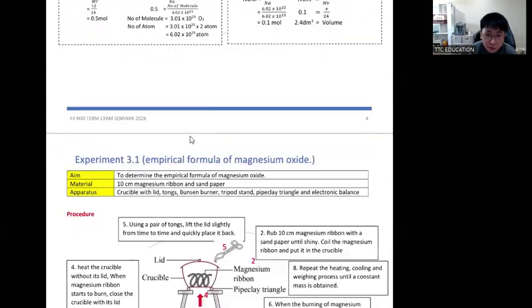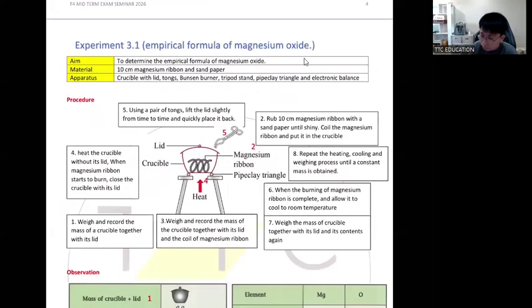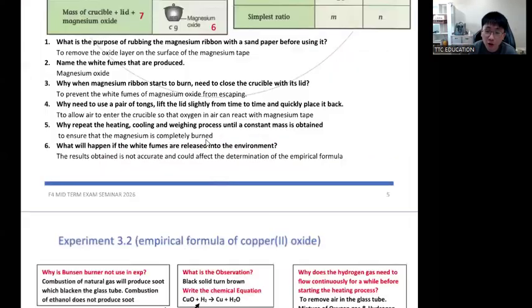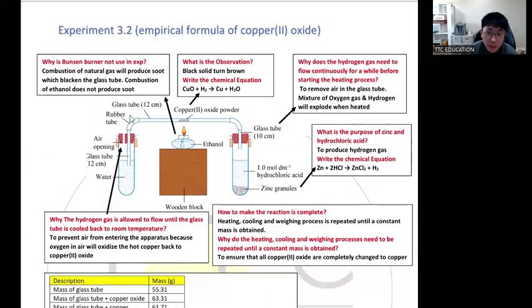Okay. So after chapter 3, inside chapter 3 we still got empirical formula. So empirical formula got two experiments. One is magnesium oxide, the open and closed cover one, and then your copper 2 oxide. This one is the bridge. Usually I call this the bridge diagram. You have the glass tube bridge, so it goes over copper 2 oxide powder.